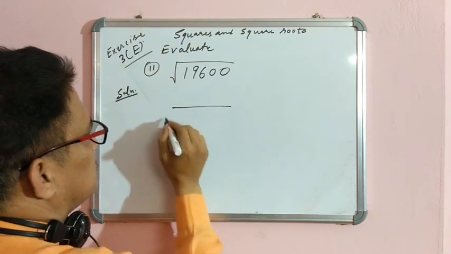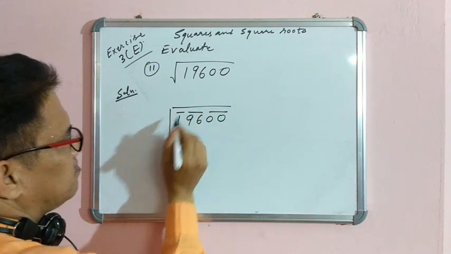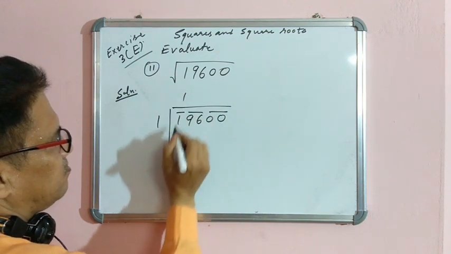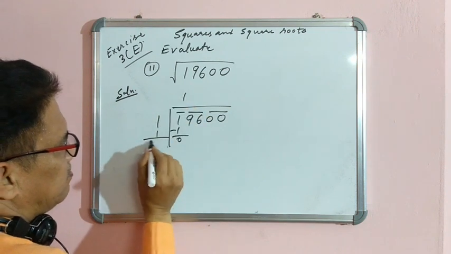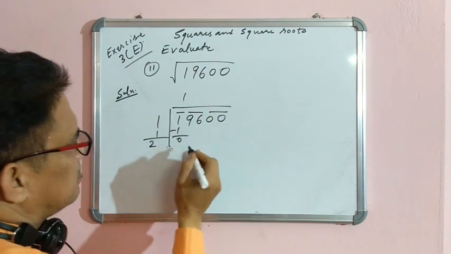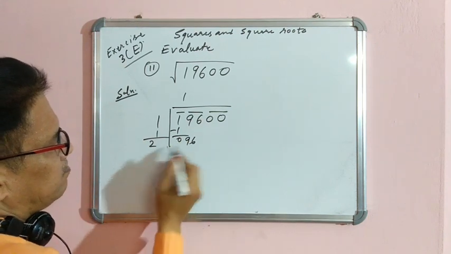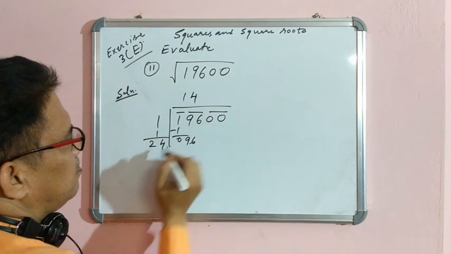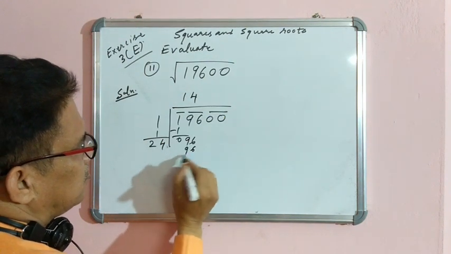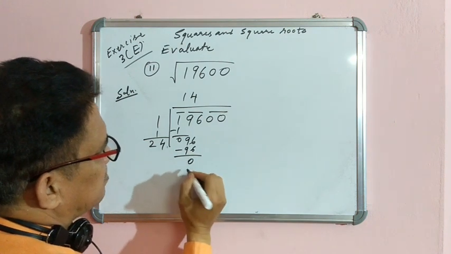Now the solution is 19600. Pair from right. This one number is left. So we will do this one first. 0. Now we will add this one here. We are getting 2. Now 96 will come here. Then how many times we can do? Because 6 is there, so I am trying for 4. Minus. So we are getting here remainder 0.